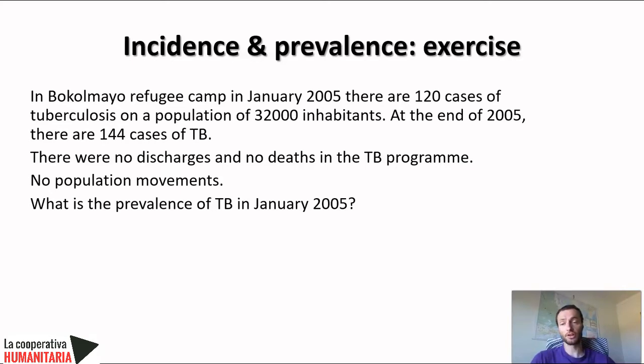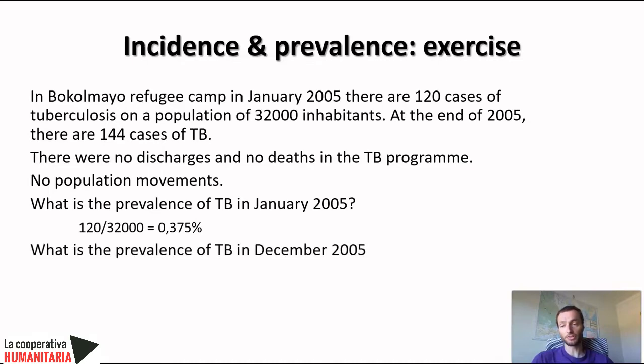Good. So the result would be calculated as 120 cases divided by 32,000 of population. It's 0.375%. Second question, what's the prevalence of tuberculosis in December 2005? Can you calculate it?